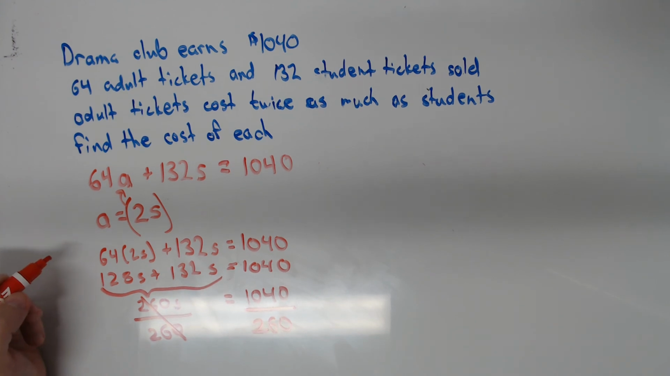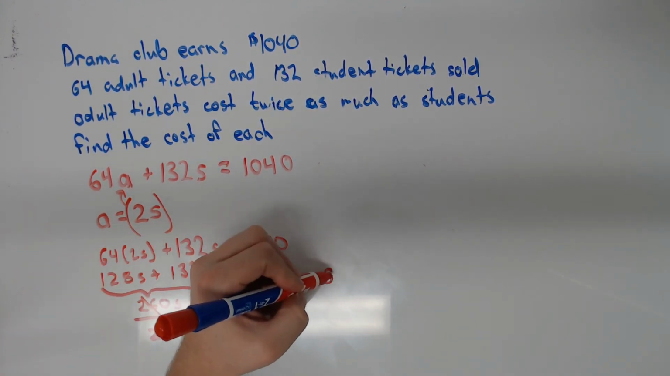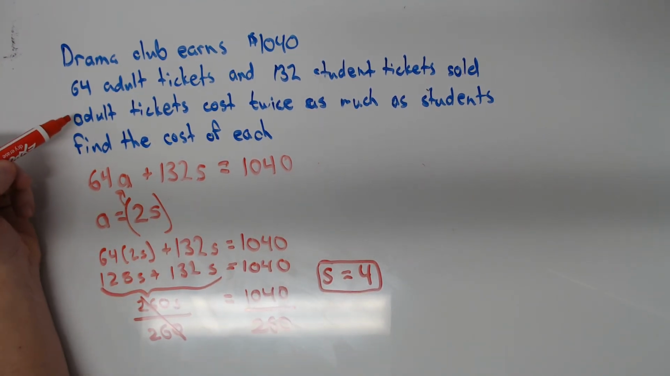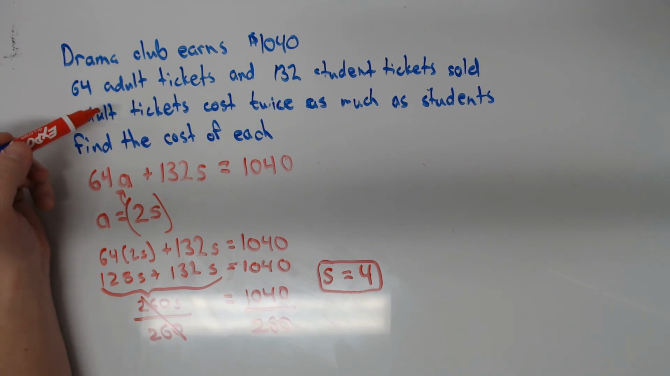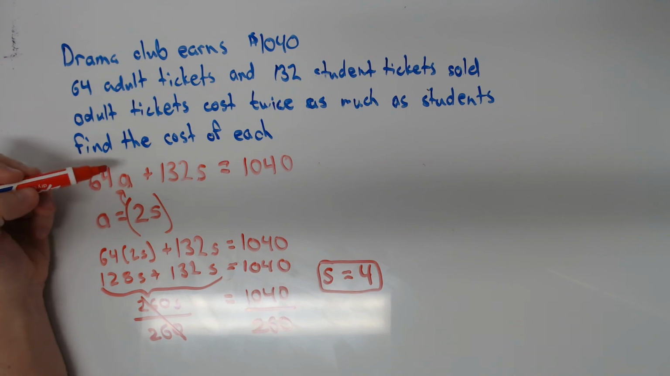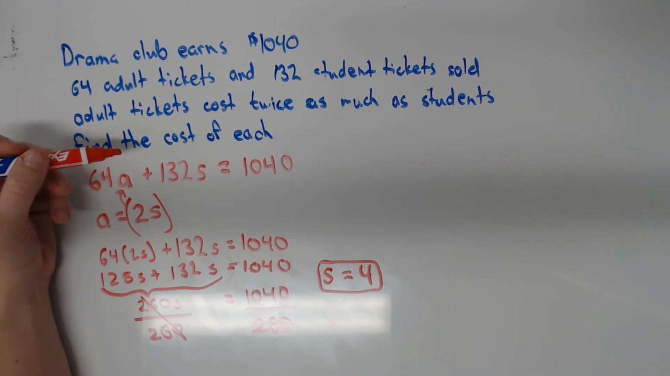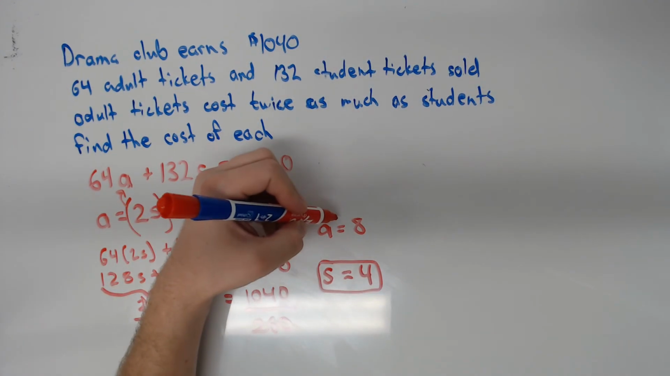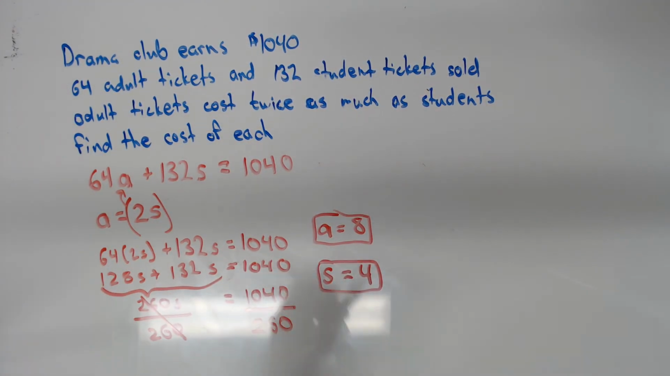And we get $4 per student ticket. So student tickets are $4. And we can read in the word problem, adult tickets cost twice as much, and just say twice 4 is 8. Or we can take that s and plug it back into an equation. 2 times 4 is 8. Whether we say it in English or we actually use the equation, we should be able to get that adult tickets cost $8. Right? So that's an example of a word problem where we could use solving systems.